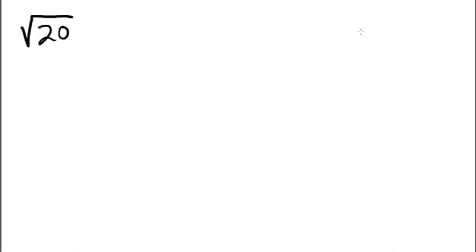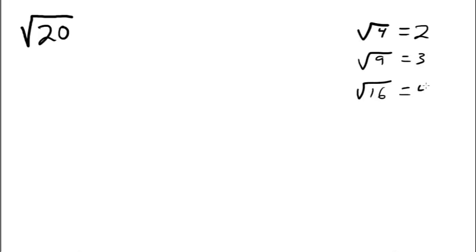So in other words, things like the square root of 4 is something that we know, it's 2. Or the square root of 9 is 3. The square root of 16 is 4. The square root of 25 is 5. Well, in this case, we look at the square root of 20.